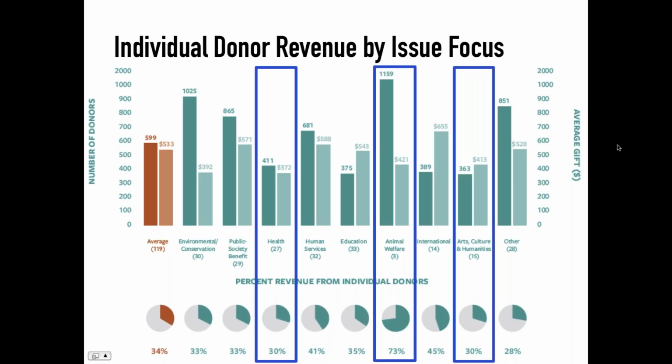So what does this mean? Well, this means that where your revenue comes from depends in large part on what kind of work you're doing and who supports that work. My informed guess is that health groups might get more funding from government grants or reimbursements than from individuals. Arts, culture, and humanities might also get government grants or foundation grants. Animal welfare groups really are dependent on individuals in their community to support them in large part.